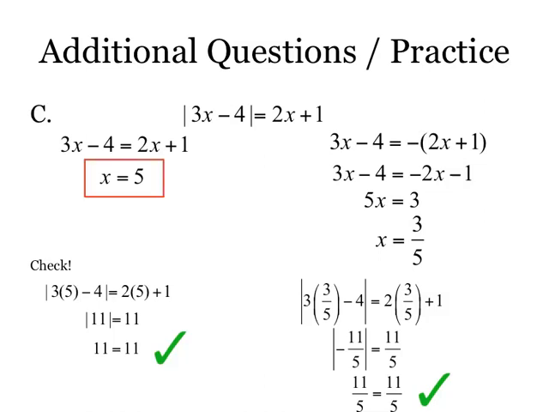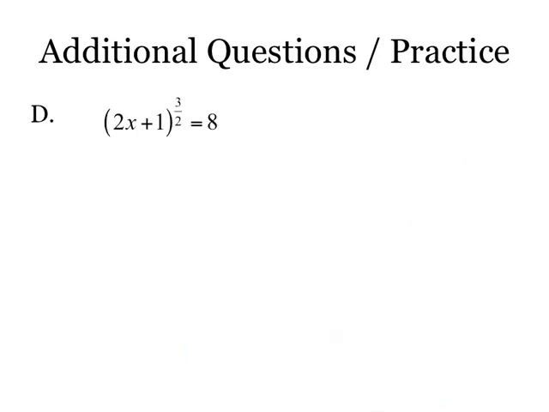All right, last problem. 2x plus 1 to the 3/2 is equal to 8. So this is a rational exponent, and we can rewrite this in radical form. So remember, in the fraction, the denominator is going to indicate the root, and the numerator is going to stay in the exponent. So in this case, this is the same as the square root of 2x plus 1 to the 3rd.